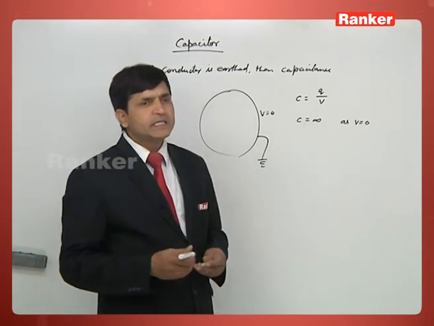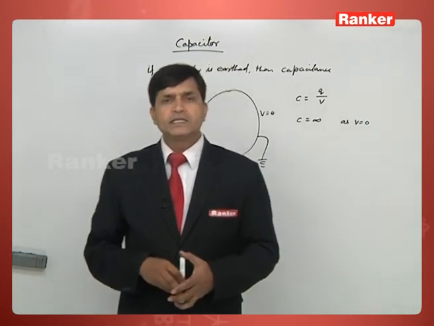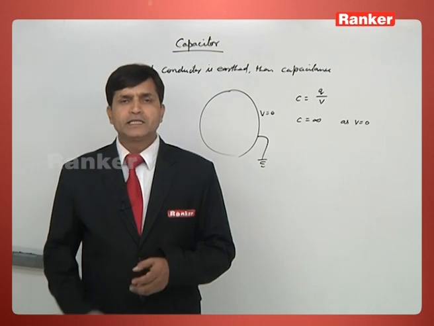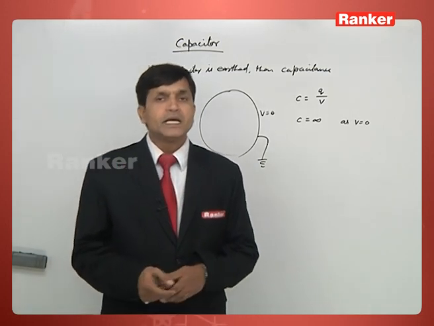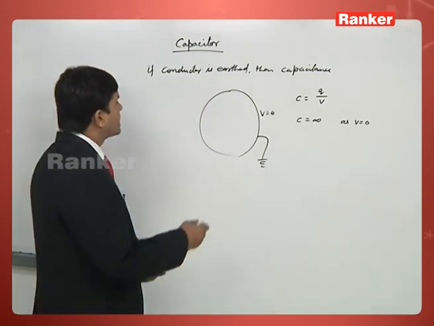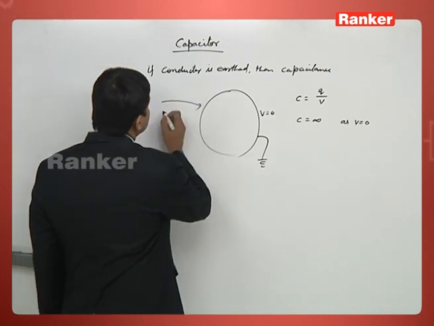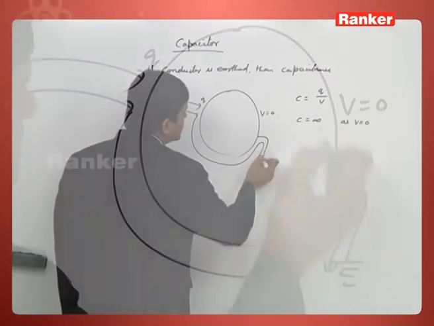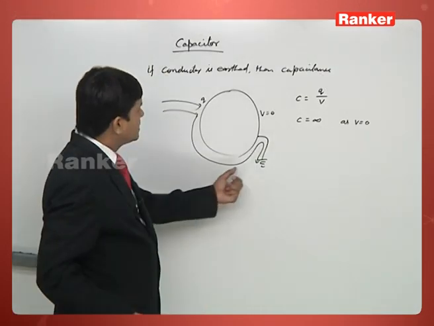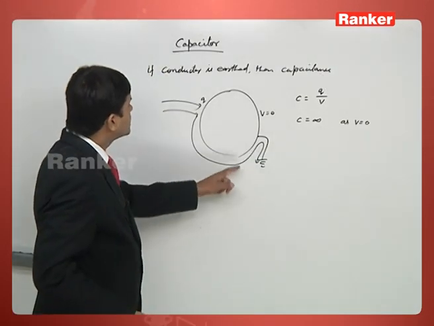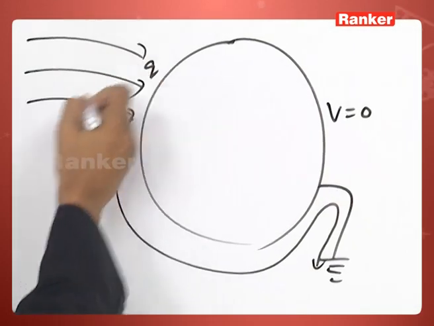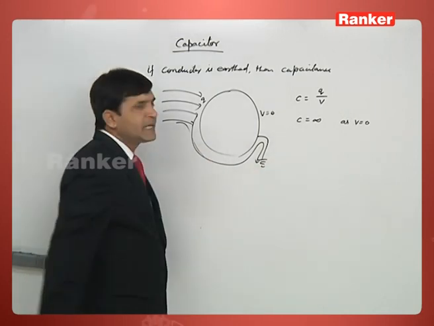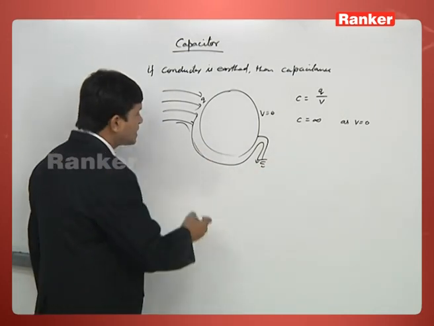The capacitance infinity does not mean it can store infinite amount of charge as well as infinite amount of energy. The simple meaning of that is, whenever we give a certain charge on it, that charge through this wire will go to the earth. So whatever extra charge we are giving, that charge will go in that manner. It can take infinite amount of charge.